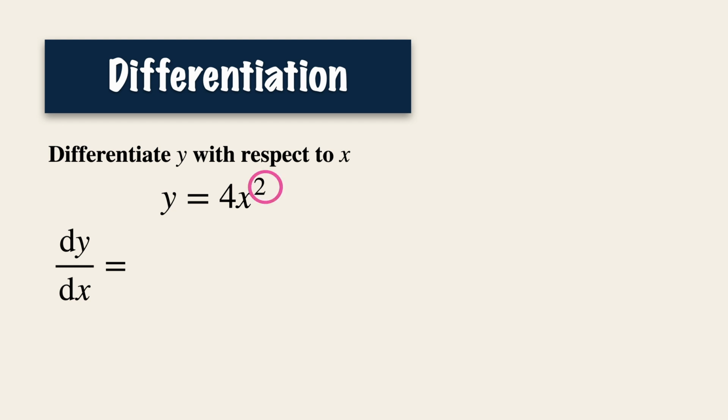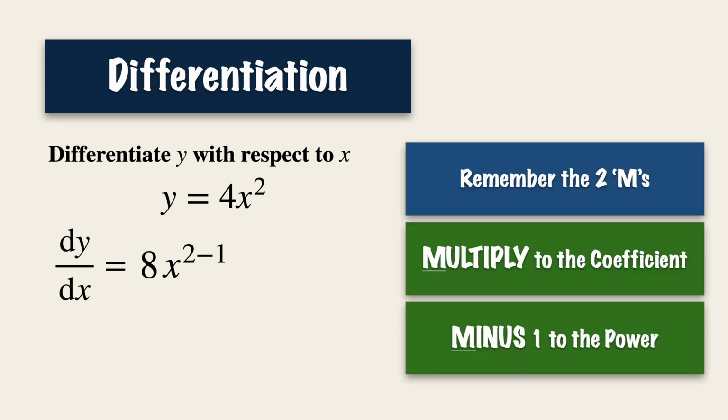Look at the power, which is 2. Multiply the power to the coefficient of x, which is 4, and minus 1 from the power. So 2 multiplied by 4 is 8, and x to the power of 2 minus 1. Remember, multiply the coefficient by the power, and minus 1 from the power. This gives us 8x to the power 1, which we normally write as 8x.